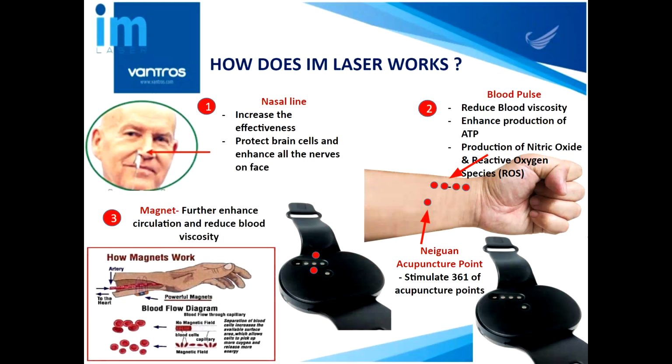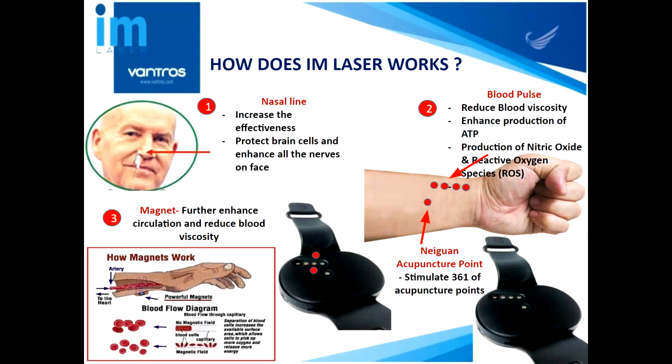And the third one is the magnet. There are 2 magnets on the side of the laser light. These 2 magnets further enhance the circulation of our blood. So after you wear it for 30 minutes, the lights stop, but you can just keep wearing it on your wrist, and it will continue to promote blood circulation. So it's as simple as 1, 2, 3.